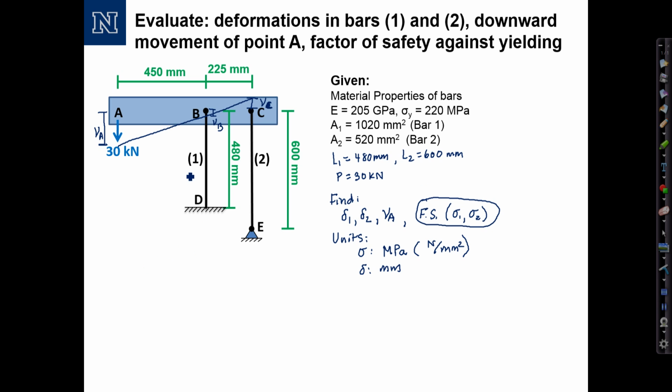First thing I want to do is draw an appropriate free body diagram. My free body diagram should include the internal forces, so I'm going to draw a diagram of everything above those cuts. Represent my beam as a straight line. I'll add the loads back in. At point A, I have my downward load of 30 kilonewtons. At point B and at point C, I have the internal forces.